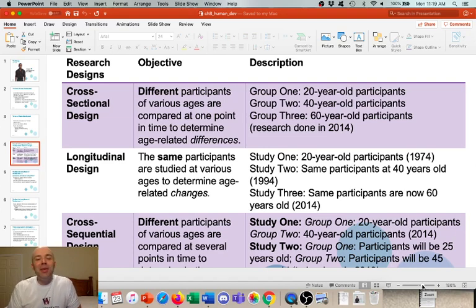I would predict that 60-year-olds would be the least likely of those three groups to use memes, where I would predict the 20-year-olds would be using memes a lot more than the other two groups. The only way we could do that research at any given moment and look at three different groups would be a cross-sectional design. Okay?